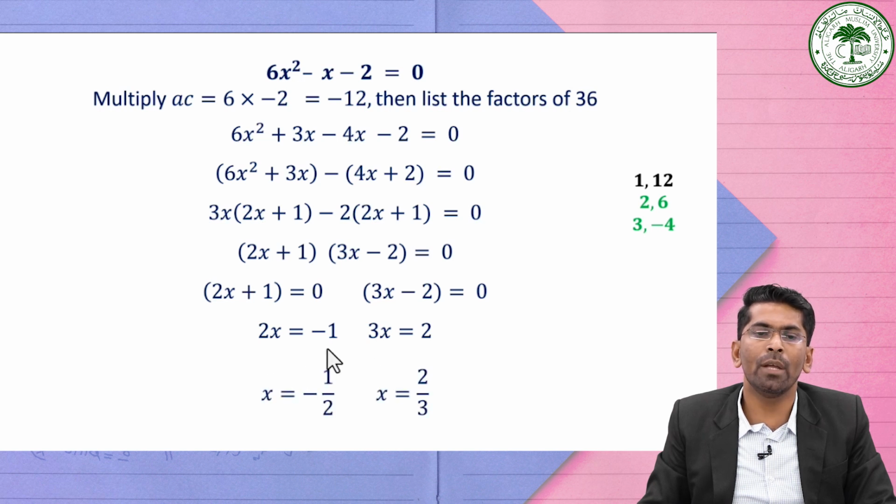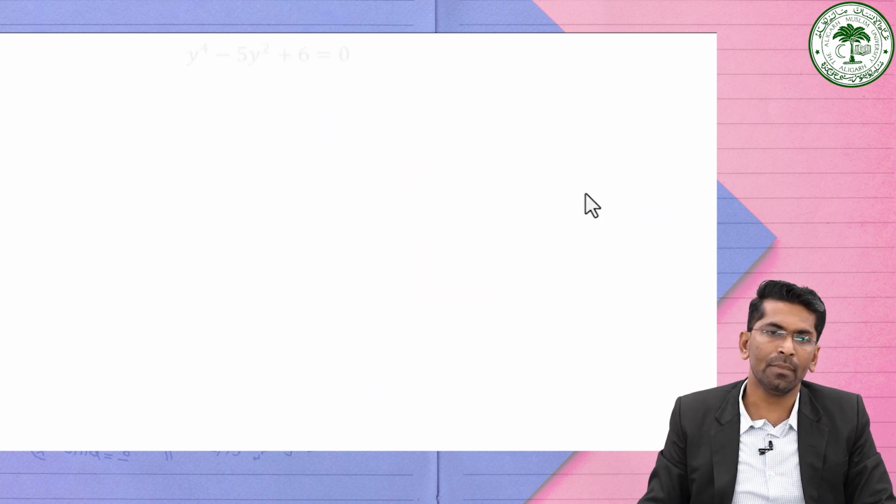So x is equal to, dividing both sides by 2, then it will become minus 1 by 2. Here, dividing both sides by 3, then you will get x is equal to 2 by 3. So here x is equal to minus 1 by 2 and x is equal to 2 by 3.